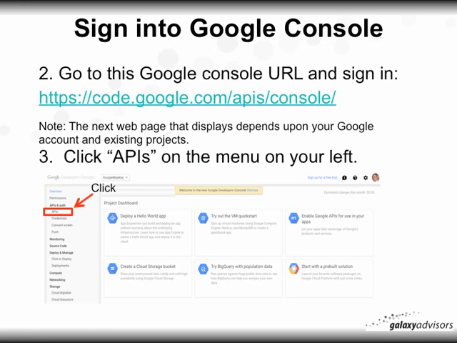The second step is to sign into the Google console here at https://code.google.com/apis/console. Now, depending upon your Google account and existing projects, you may or may not get this exact page. It will be something very similar, but generally on the left-hand side, after you enter that URL, you'll see the APIs in the menu, and just click the API.